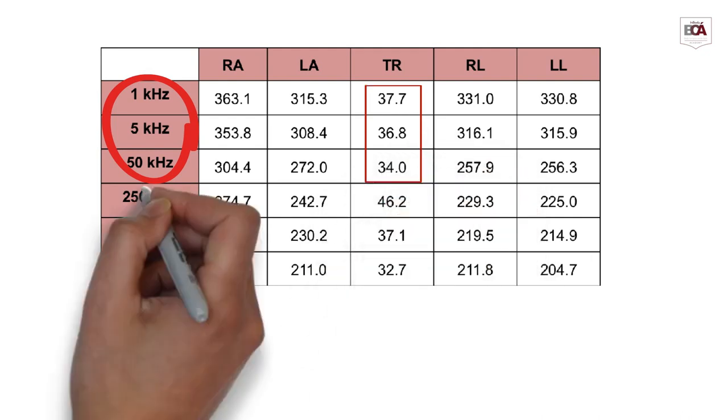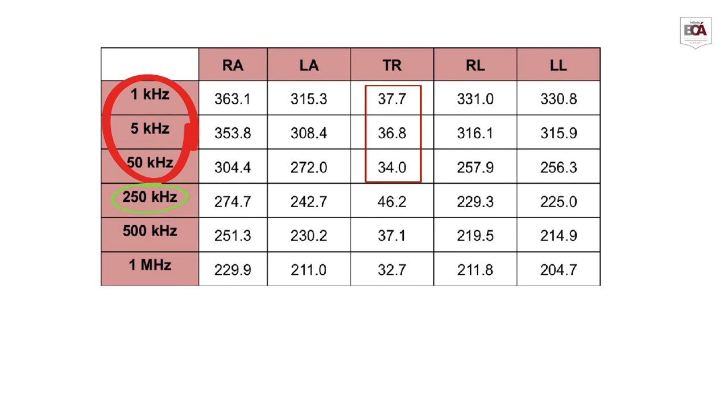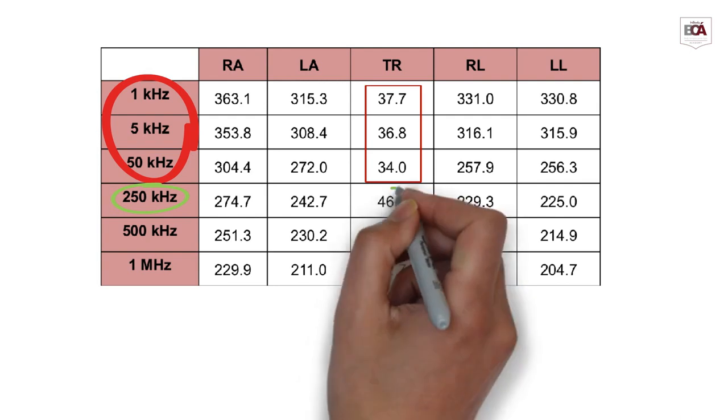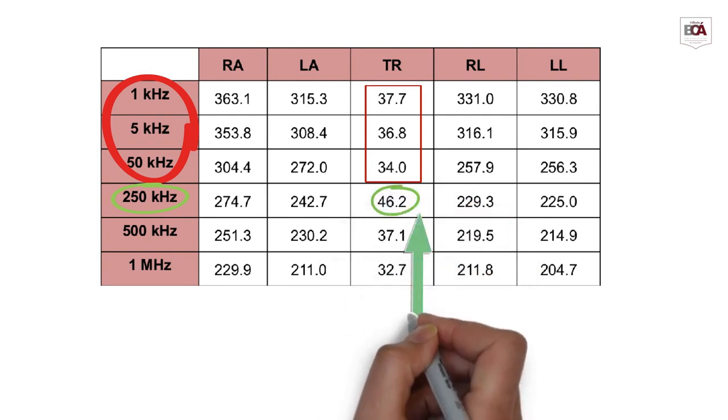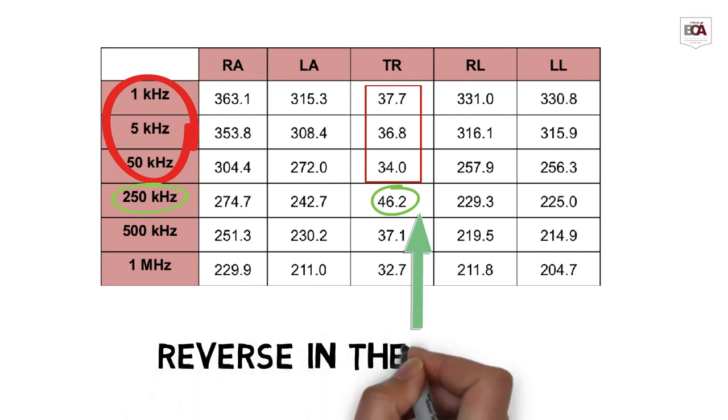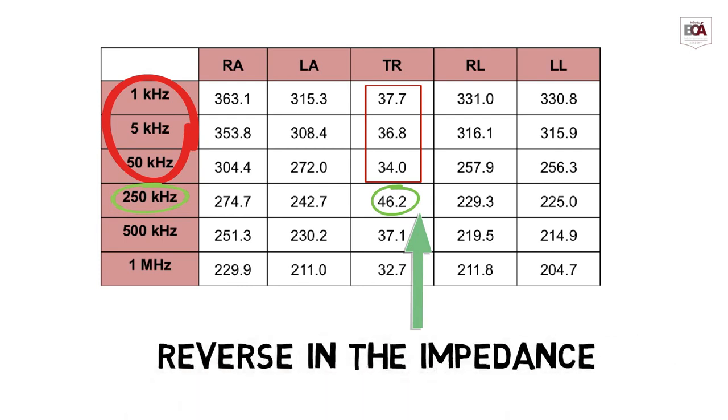However, at 250 kHz, the impedance value has increased from 34.0 to 46.2. We call this symptom a reverse in the impedance. Not only in the trunk, but there are also cases where this can happen in all different parts of the body.